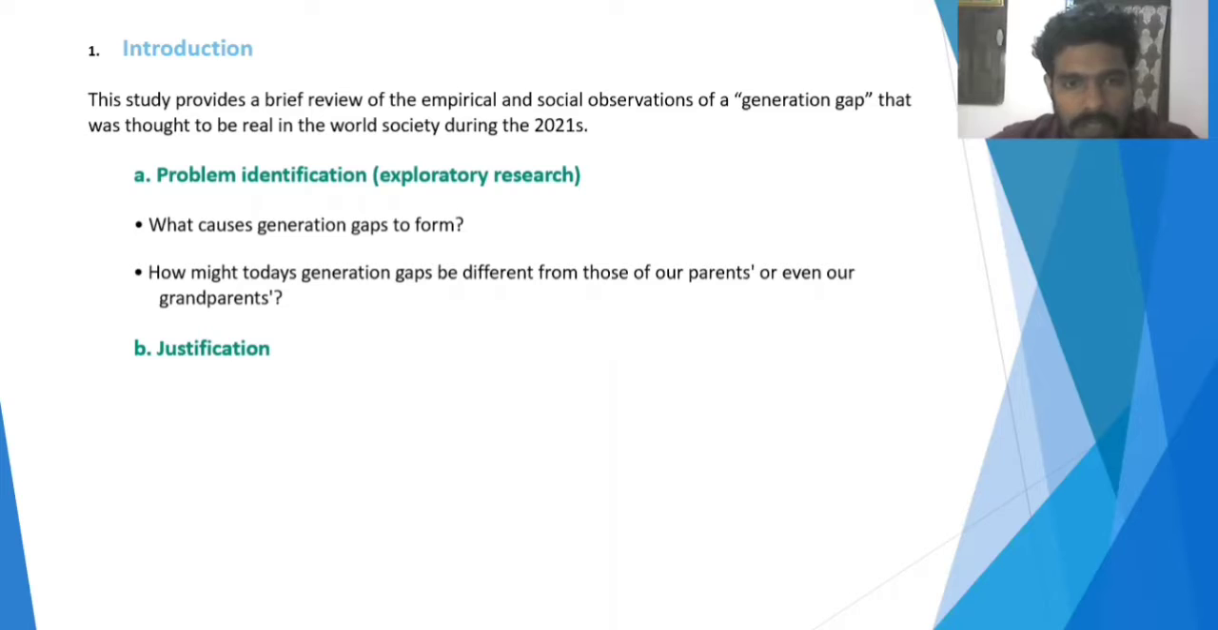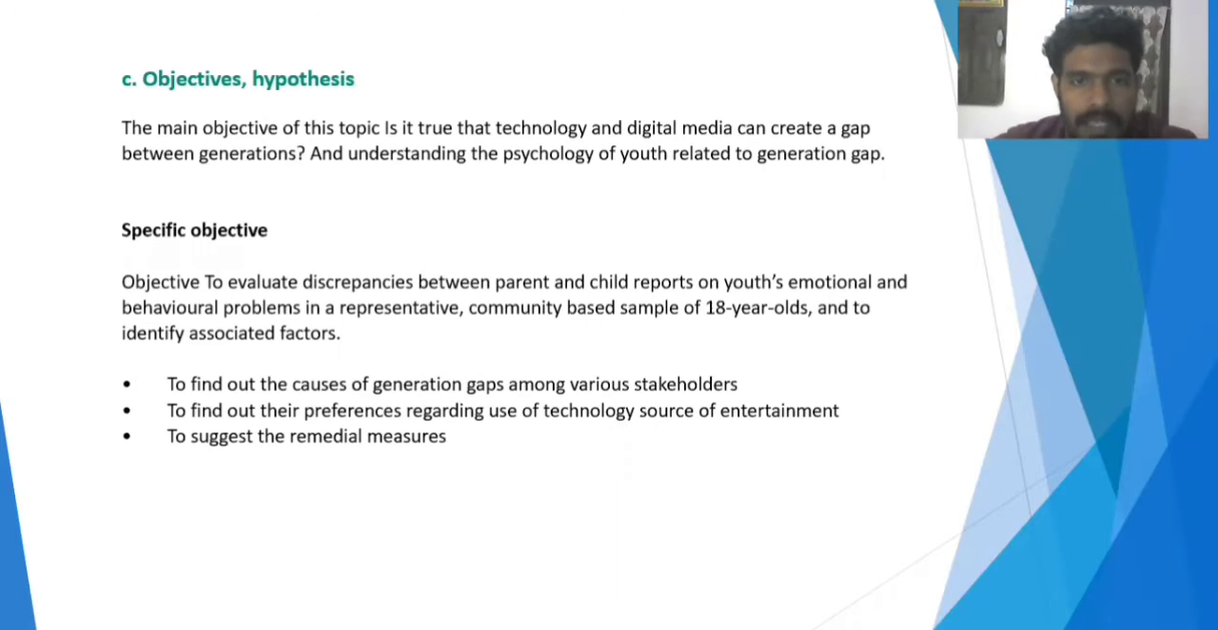Next, I am going to talk about my proposal justification. Just think about all of the changes in technology that have occurred in the past 20 years. Many individuals from the old generation are having trouble keeping up with the modern technologies that millennials have become accustomed to. Next, I am going to talk about objective and hypothesis. The main objective of this topic: is it true that technology and digital media can create a gap between generations, and understanding the psychology of youth related to generation gap.